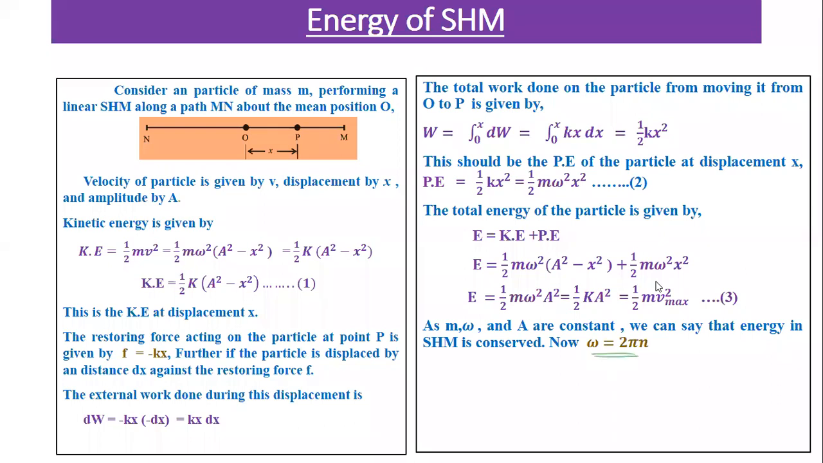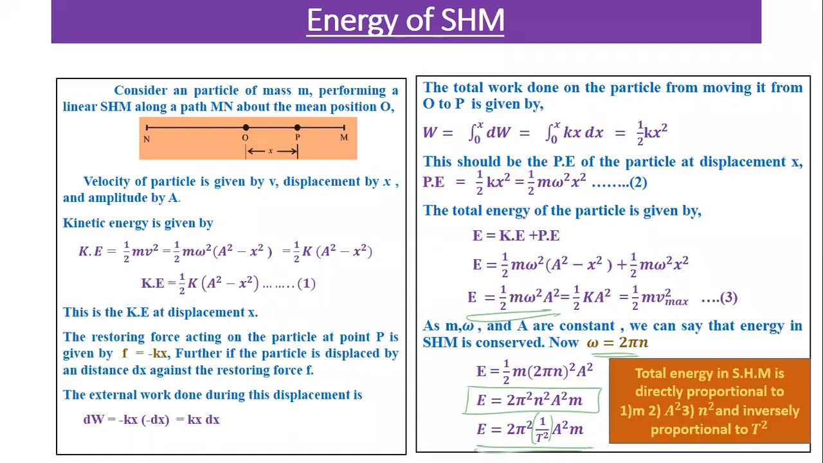Omega is 2 pi n. If we substitute omega as 2 pi n in this formula, then we get 1 by 2 m, 2 pi n in a bracket square, times a square. Now after solving this, we get this formula for total energy. By this formula, this n square we can write as 1 by T square. It is a period. Frequency is 1 by period, that you know.